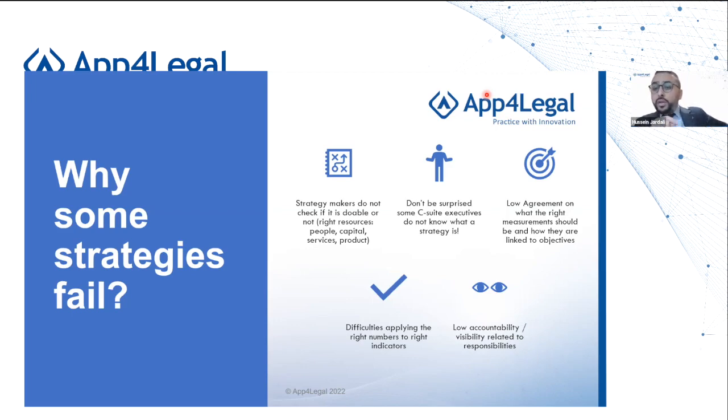Low agreement on what the right measurement should be and how it is linked to the objectives. You know, how to measure our strategy, if it's working or not. This is also a big question. This is also a very important question that people making the strategy need to know: how to measure their performance. And low accountability might be a reason. Applying the numbers to the right indicators is also a mismatch, not creating the right KPIs to measure the performance of the law firm or the in-house legal department.